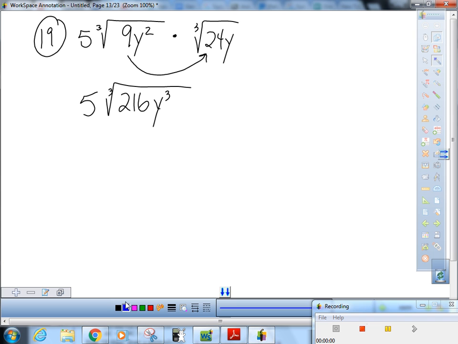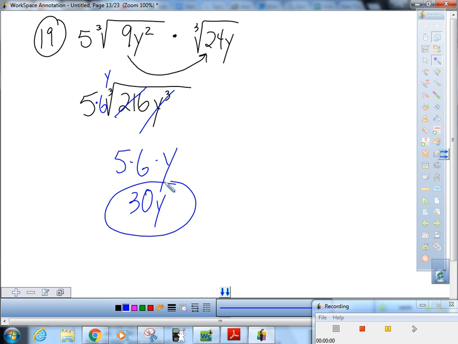Not all of us, but just a couple of us. So we're going to take that and change it to a 6. These two numbers get multiplied by each other. Okay? And what are we going to do to the y cubed? Take it out and make it, well, what number times itself gives you y cubed? Y. Okay? So the answer is 5 times 6 times y, and the answer is 30y. Okay? All right, we'll move on to the back.